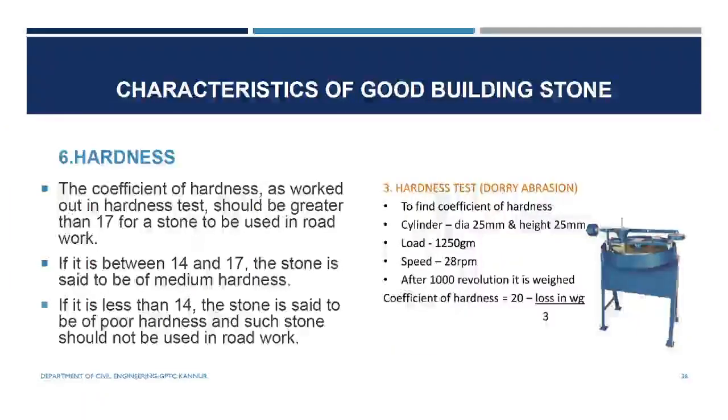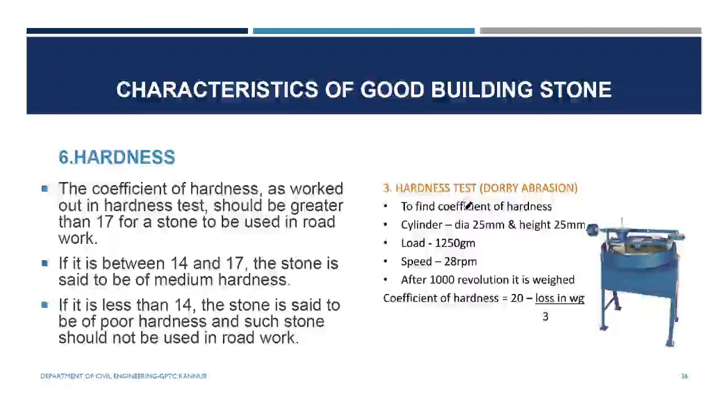Next, hardness. Hardness is another parameter. Hardness means, as you all know, what is hard. If a body is hard, or if somebody's mind is very hard, they will say he is very hard in character. There will be a test called the hardness test.